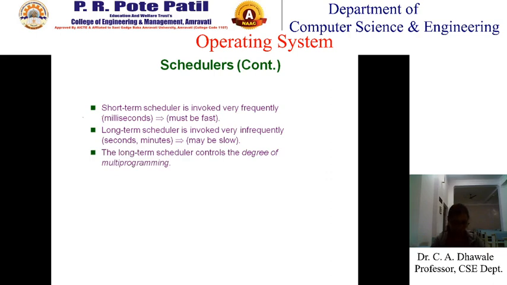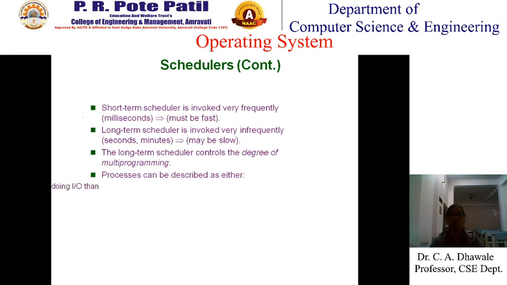Degree of multiprogramming, as I have told earlier, means the total number of programs which reside in the main memory. And this long-term scheduler brings the program from secondary memory to the primary memory, and from primary memory to the secondary memory. So it controls the degree of multiprogramming.